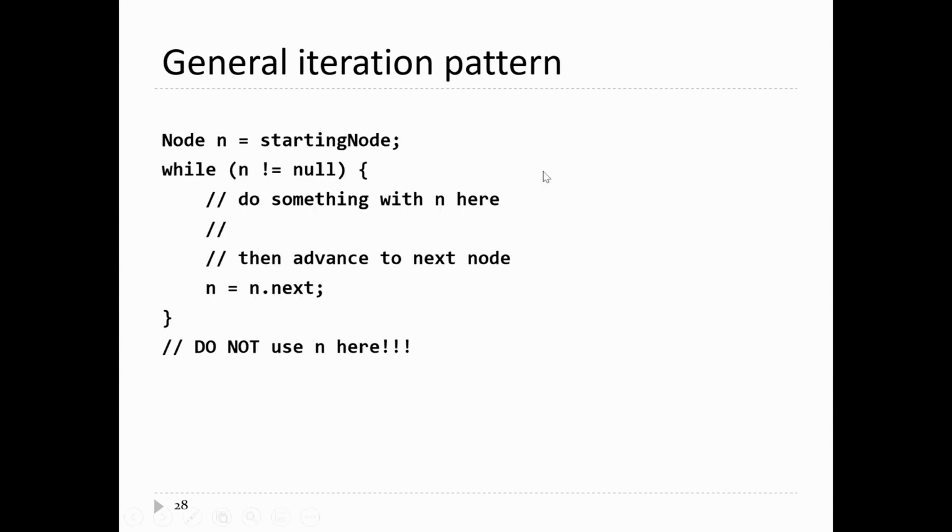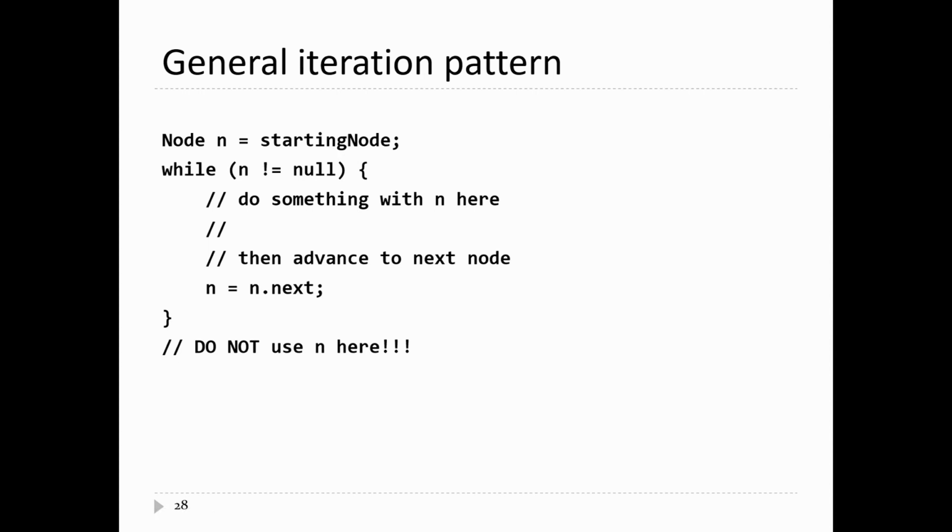So this is the general iteration pattern if you're using a while loop. Whenever you need to iterate over a sequence of nodes, you can always just plug this code in. You start at whatever node you want to start at. Usually in a stack, you start at the top node. If you were implementing a linked list, then you would start at the first node in the list. But you can start somewhere else if you have reason to. So you make a variable n, and you point it at the starting node.